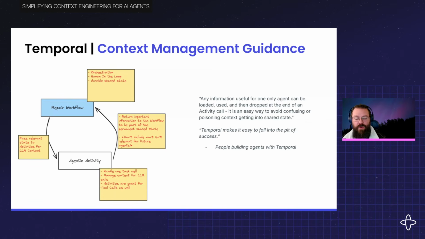And the way you do this with Temporal is it's all code. You pass inputs to the activity method or function, and then return what you want to send back. Someone said this to me, and I really liked it, I wrote it down: Temporal makes it easy to fall into the pit of success. So when you're building Temporal agents and you follow these guidelines, it makes it pretty easy to manage context well, because you just return back what you need if you're used to building with that programming model.